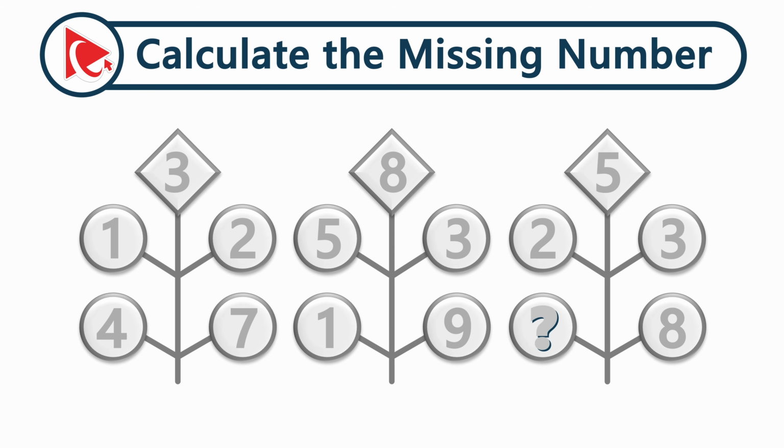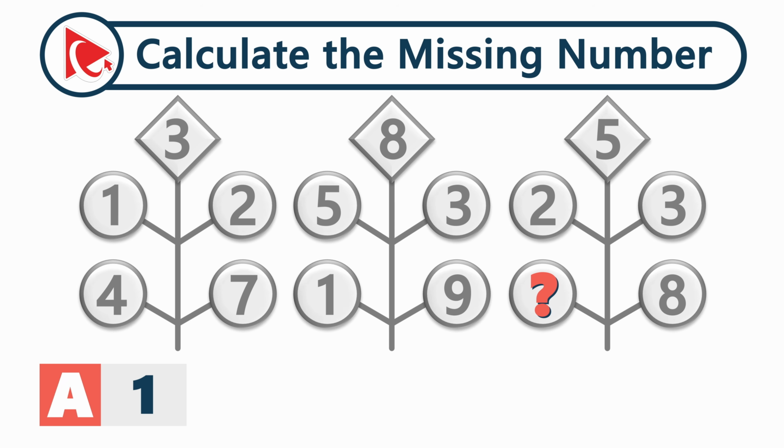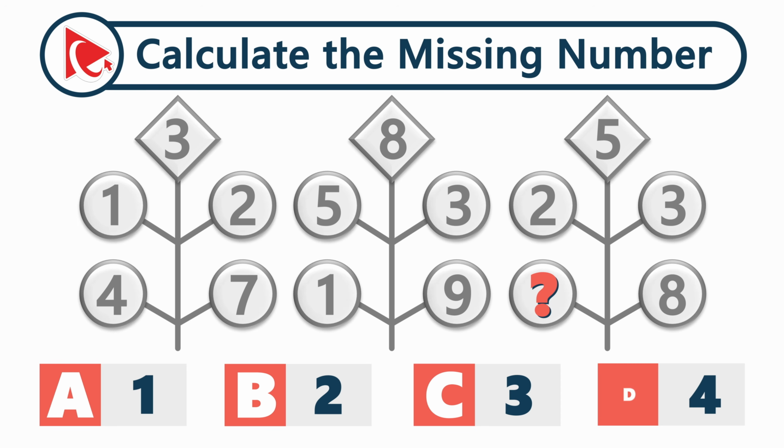You're presented with phenomenally cool symmetrical tree-like shapes. The first shape has numbers 7, 2, 3, 1, and 4. The second shape has numbers 9, 3, 8, 5, and 1. And the third shape has numbers 8, 3, 5, 2, and then comes the missing number, which you need to calculate and select out of 4 possible choices. Choice A, 1, choice B, 2, choice C, 3, and choice D, 4.